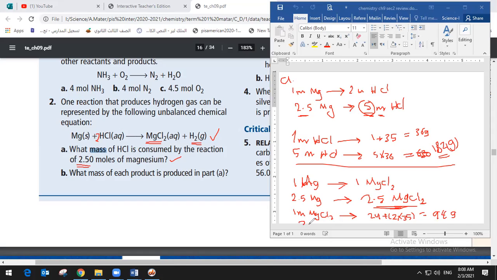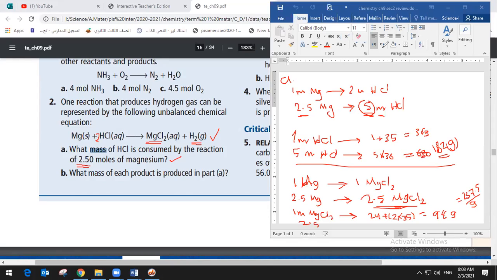What about 2.5 mole? So it's times 2.5. So 94 multiply 2.5 divided by 1. How much does it equal? 237.5. So that means 237.5 gram. Like this, once we use 2.5 moles of magnesium, it will produce 237.5 grams of magnesium chloride. The same we're gonna do for hydrogen.